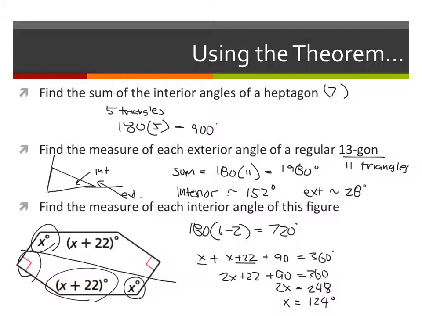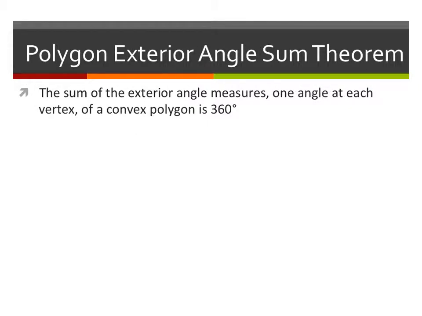All right, let's talk about exterior angles. This is a really cool theorem. The sum of the exterior angle measures, one angle at each vertex, of a convex polygon is 360. Do you believe it? Is it true? Yes. If it's on the slides, it must be, right?